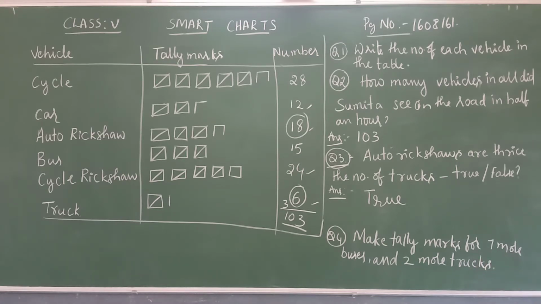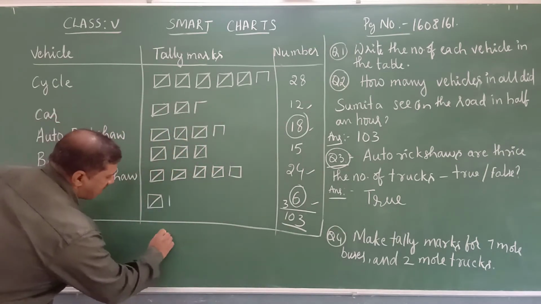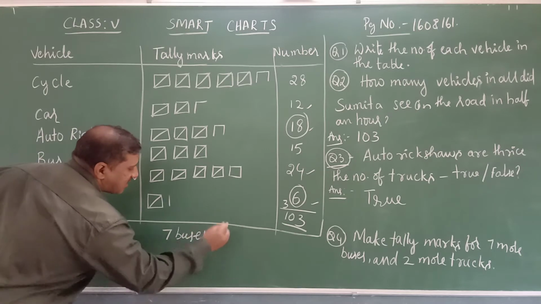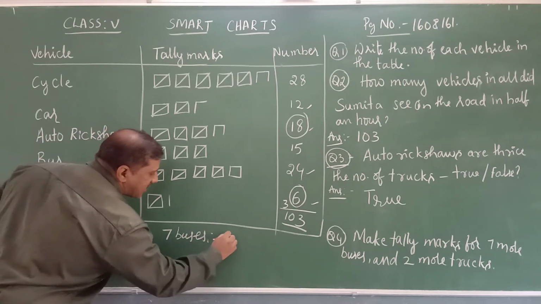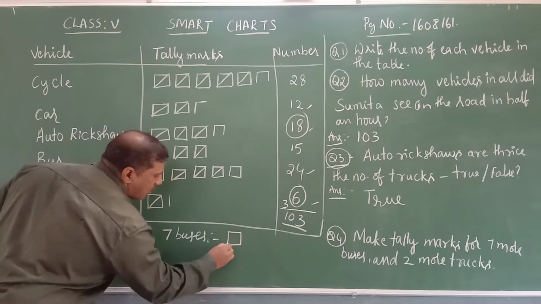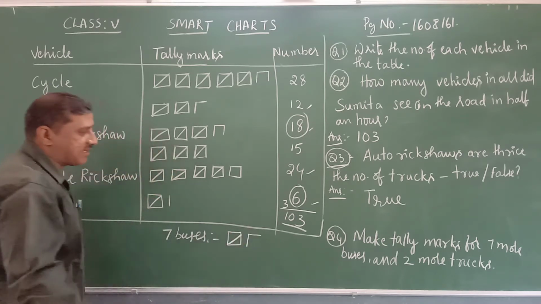Make tally marks for 7 more buses and 2 more trucks. Here I am writing the answer for the fourth question. 7 more buses. What are the tally marks? It is for 7 more buses. 1, 2, 3, 4, 5, then again 1 and 2, 7 buses.